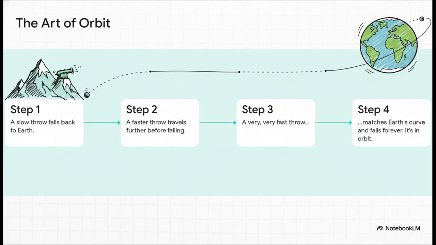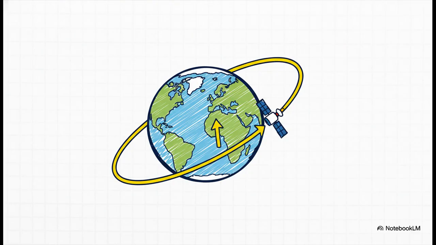Okay, I want you to picture this. Imagine you're standing on top of a super tall mountain. If you throw a cannonball, it travels for a bit, and then gravity pulls it back down to Earth. Simple enough. Now throw it faster. It goes a lot further before it finally hits the ground. But what if you could throw it so ridiculously fast that as it falls down, the Earth's surface curves away from it at the exact same rate? Well, then you have it. The cannonball is now constantly falling, but it never actually gets any closer to the ground. It's in orbit.